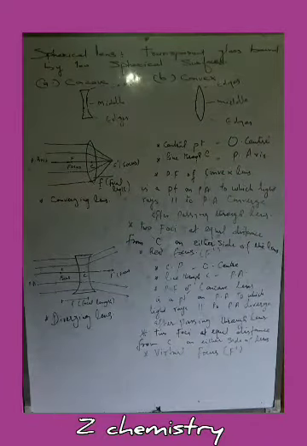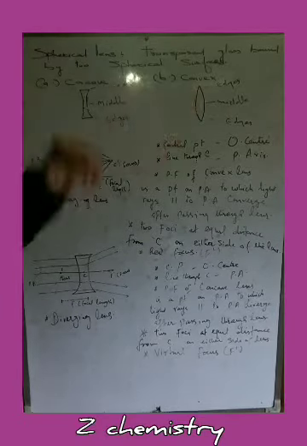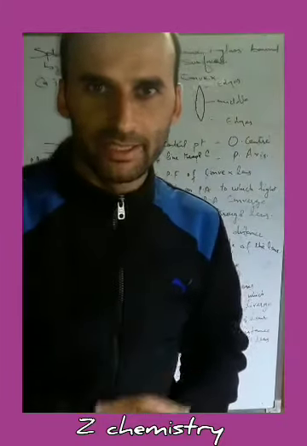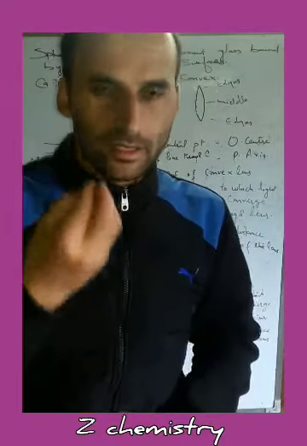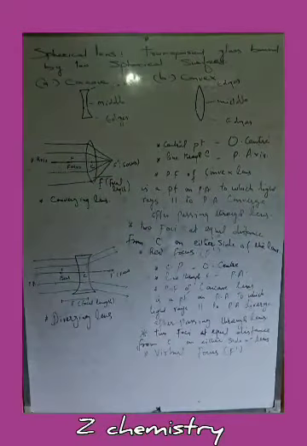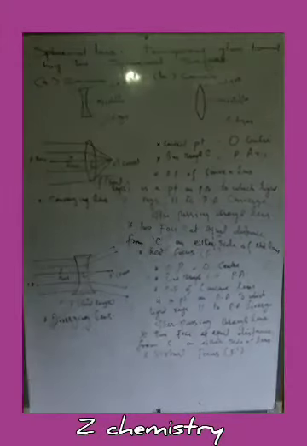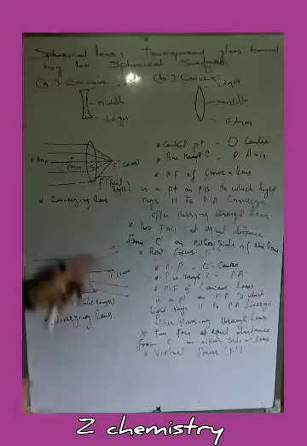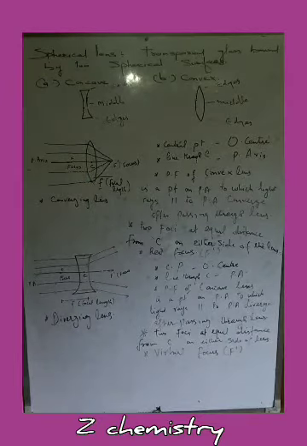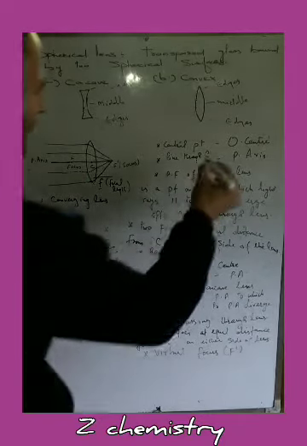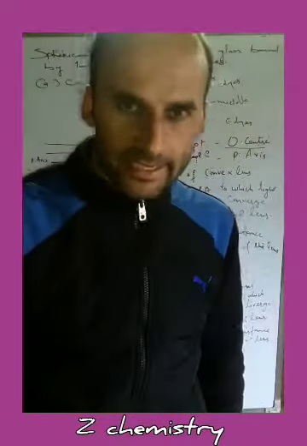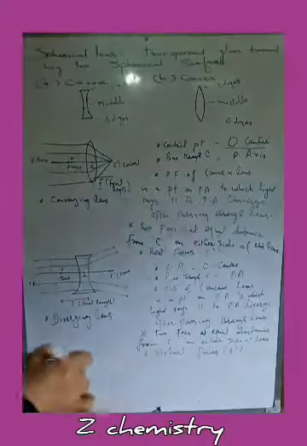This is the diagram of a convex lens. Here I have mentioned certain terms related with this convex lens. In this convex lens, there is a point which is in the center of this particular lens. This point is called the optical center. A point which is at the center of the convex lens is called the optical center.